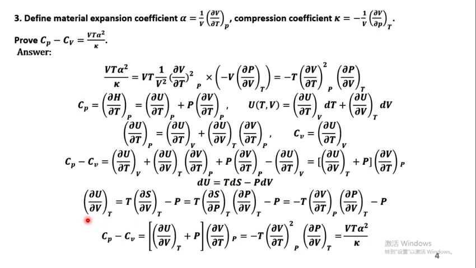So after we have this equation, we can use this part to replace the dU in this one, so we have this one. Then in this process we have used the Maxwell relation, the differential S over differential P equals to differential V over differential T. This is a Maxwell relation equation. So after we get this, we finally have Cp minus Cv equals to this one. So finally we have proved this equation.